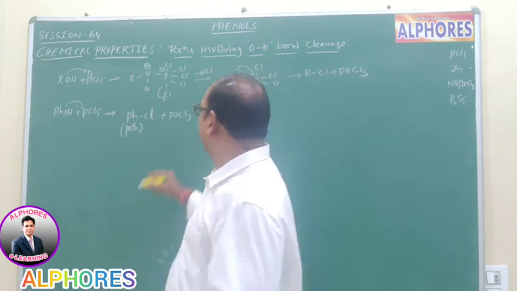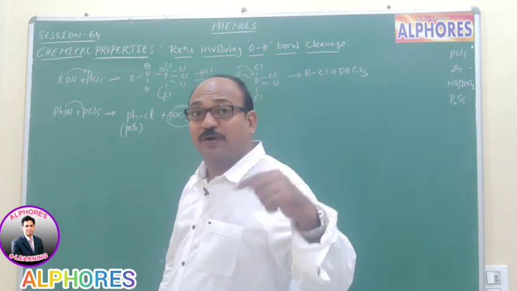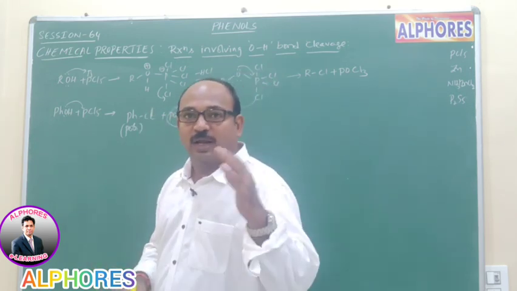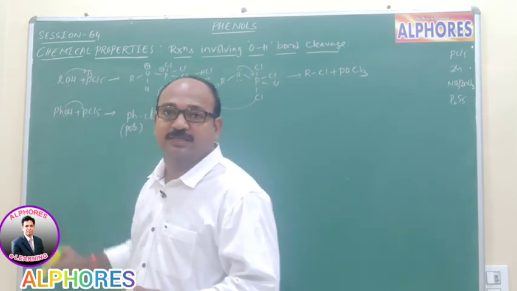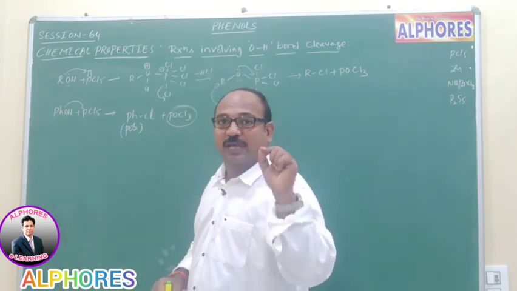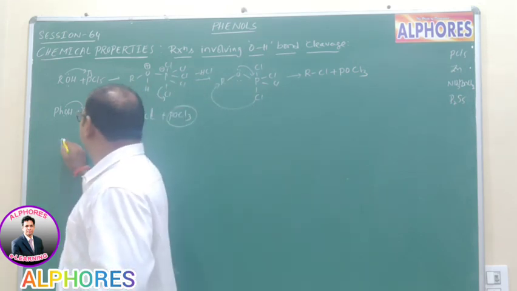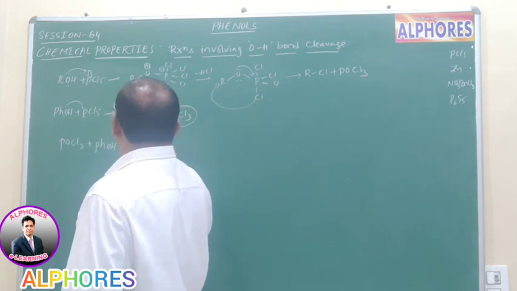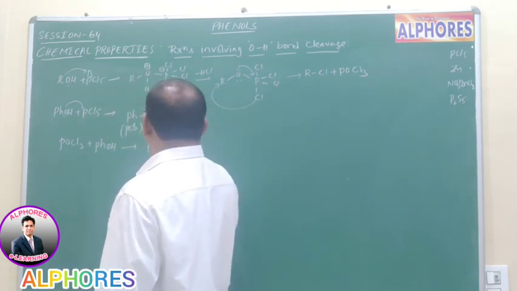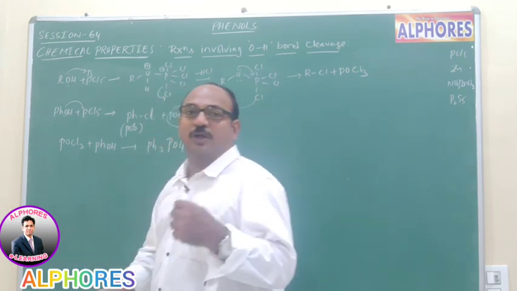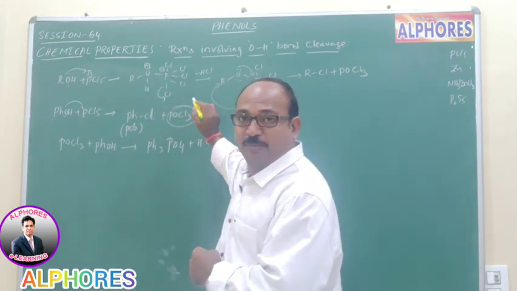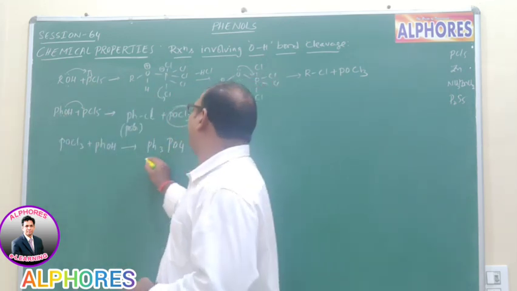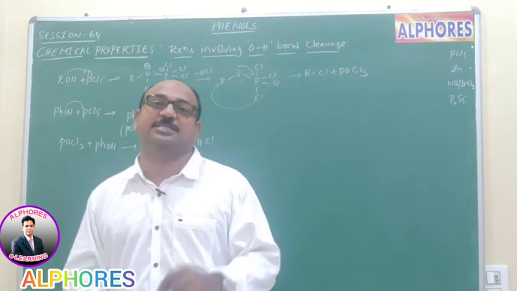And one more possibility: this POCl3 reacts further with the phenol. Here, why are we getting chlorobenzene in poor yield? Not because the substitution tendency is less. The yield is poor because of the formed POCl3, which upon reaction with phenol gives triphenyl phosphate, Ph3PO4, and HCl. So the POCl3 byproduct that we are getting will react with phenol, and triphenyl phosphate will be formed as a major product.